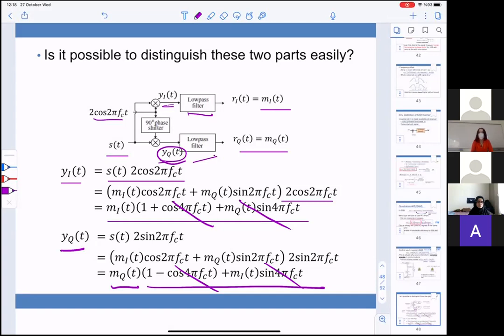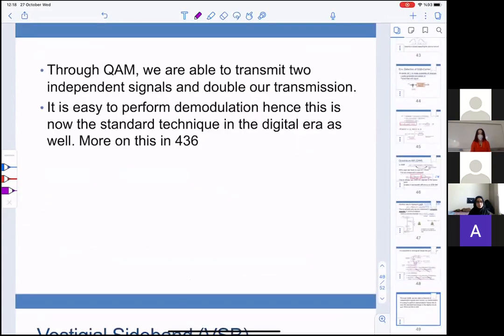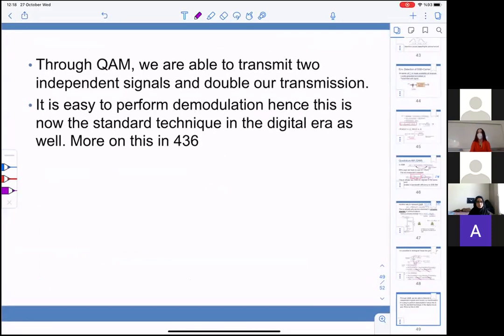Okay, so that means that quadrature amplitude modulation works. The two signals that we put on the in-phase and quadrature branches do not mix. So through quadrature amplitude modulation, we are able to transmit two independent signals and double the amount of information that we're transmitting. It is easy to perform demodulation. So this is now the standard technique in the digital era, and you will see more of this in the course 436.